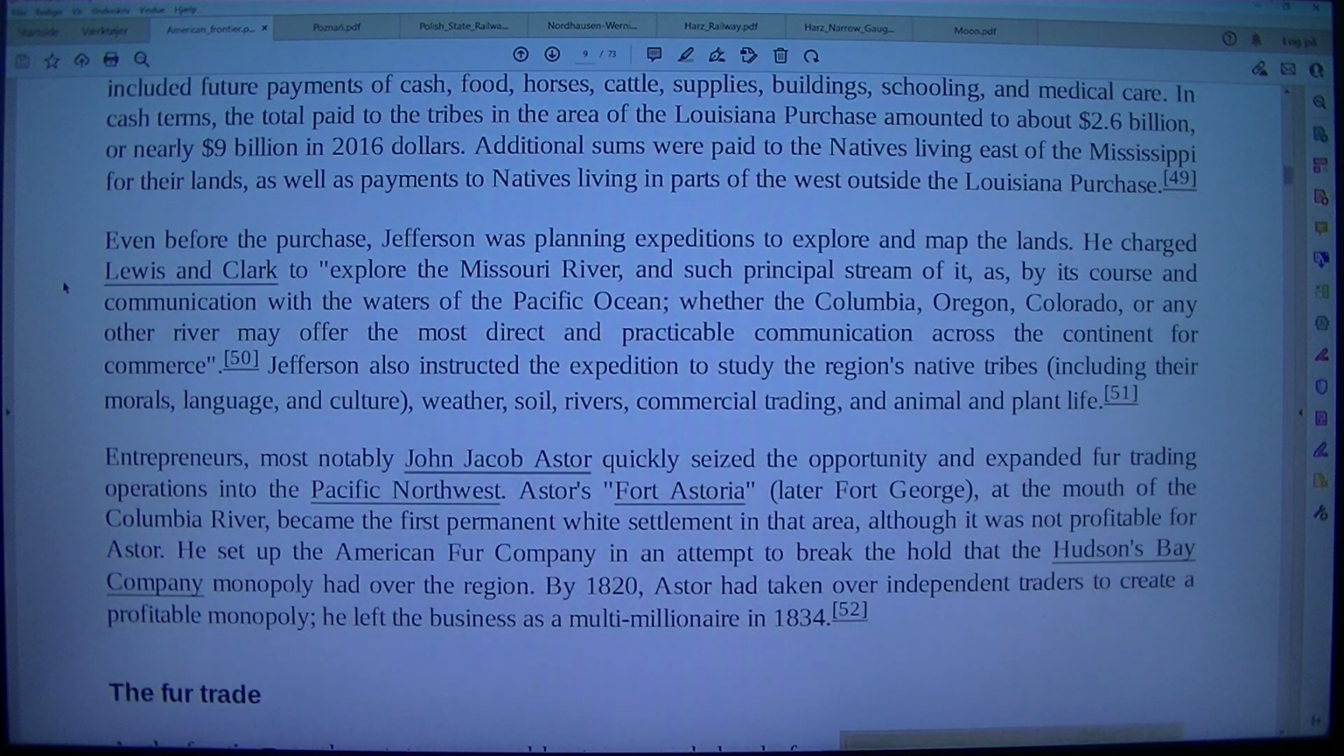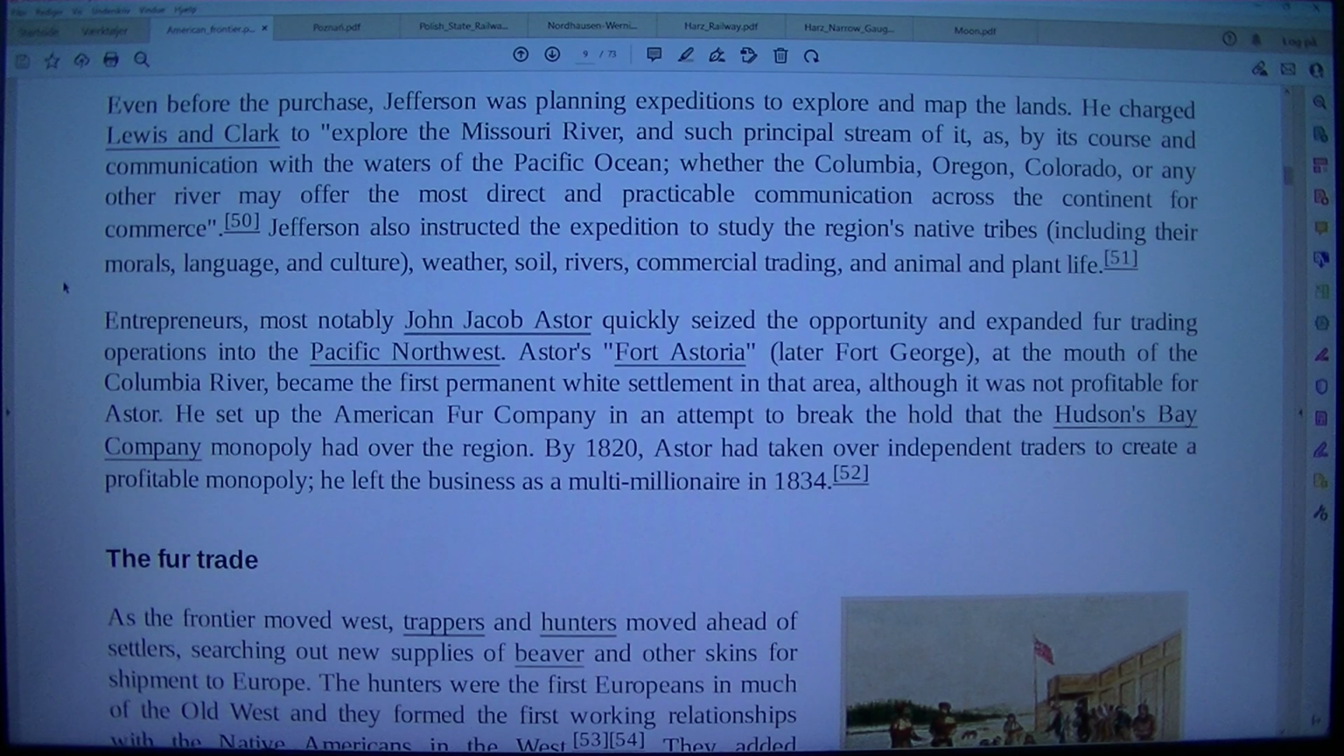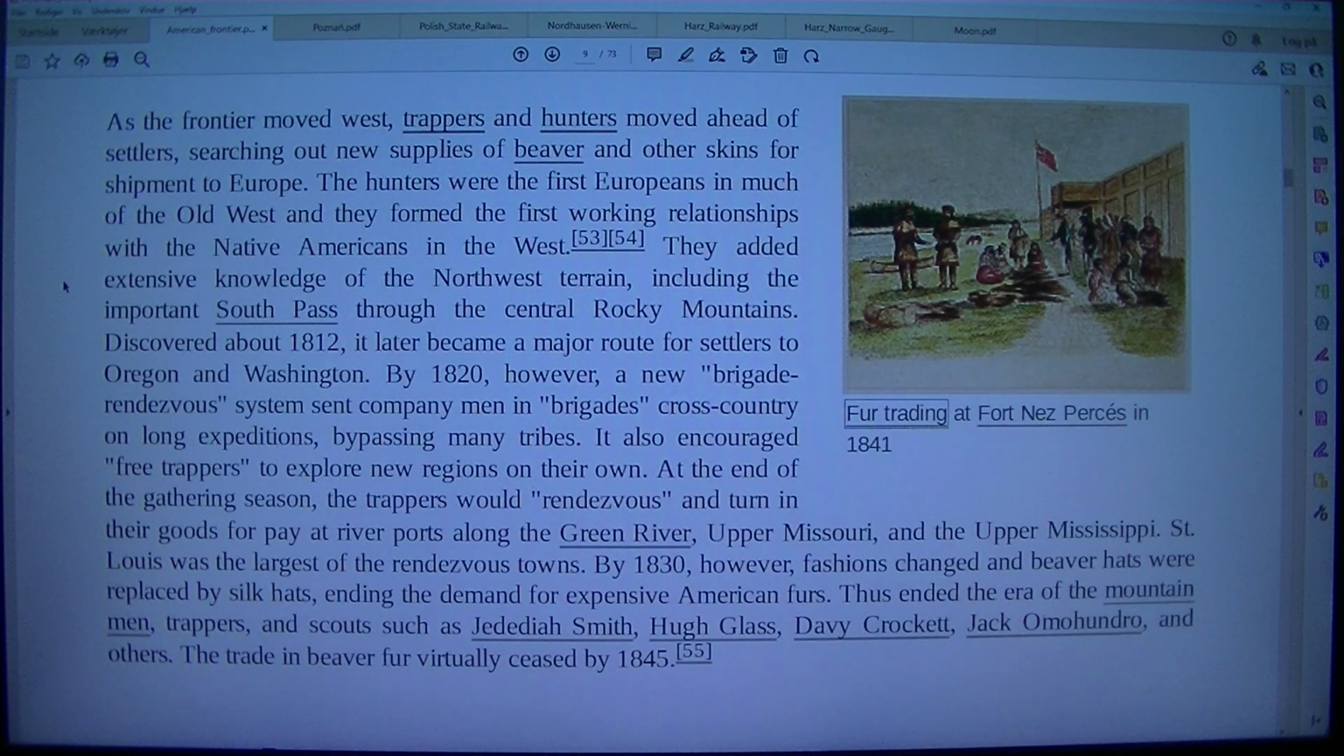49. Even before the purchase, Jefferson was planning expeditions to explore and map the lands. He charged Lewis and Clark to explore the Missouri River, and such principal stream of it, as, by its course and communication with the waters of the Pacific Ocean, whether the Columbia, Oregon, Colorado, or any other river may offer the most direct and practicable communication across the continent for commerce. 50.